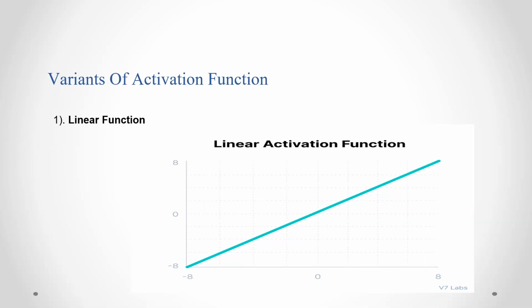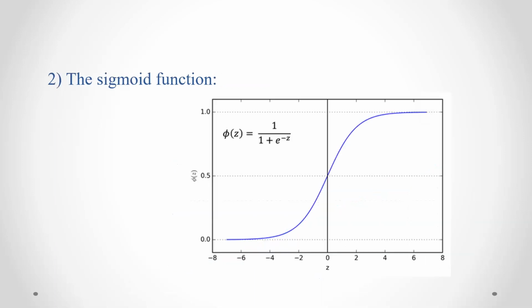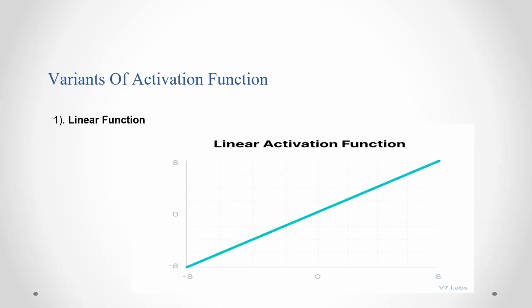What are the variants of activation functions? So there is the linear function. The equation for a linear function is y equal to ax, which is very similar to the equation for a straight line, and it goes from minus infinity to plus infinity in range. Applications: the linear activation function is only used once, that is in the output layer.